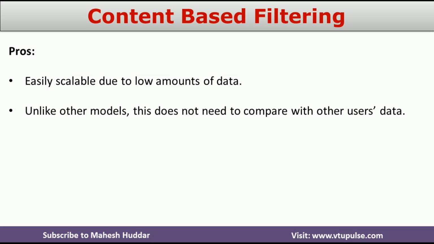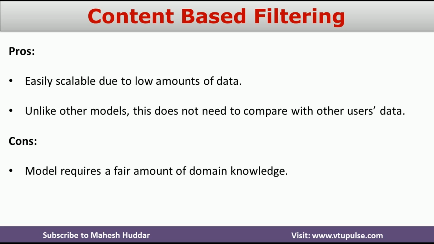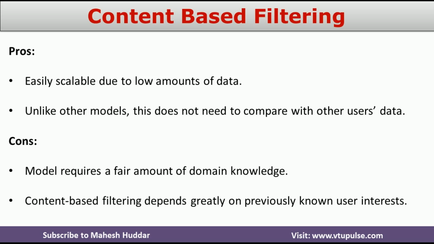However, it has its own cons. The first one is this model requires a fair amount of domain knowledge from the people attributing features to the products. So whenever we want to use content based filtering, a fair amount of domain knowledge is very important, like while selecting the features as well as collecting the interest level of the products and so on. Because of this, its accuracy is largely dependent on the domain knowledge. Moreover, content based filtering depends greatly on the previously known user interest. So that is also one more very important thing here. Therefore, it is limited and unable to expand on known user interest, because if you don't have any domain knowledge, it's very difficult to expand. So that's one more con in this case.